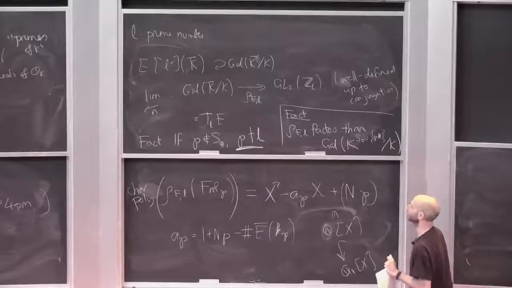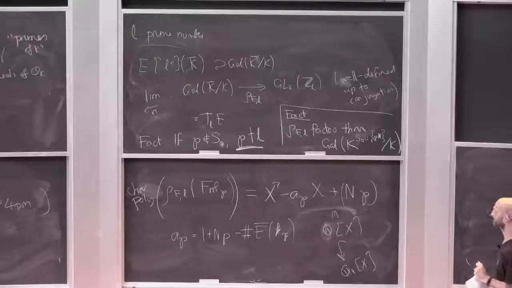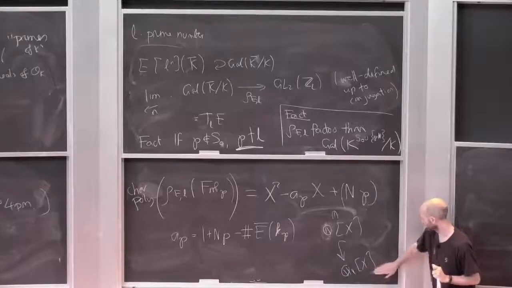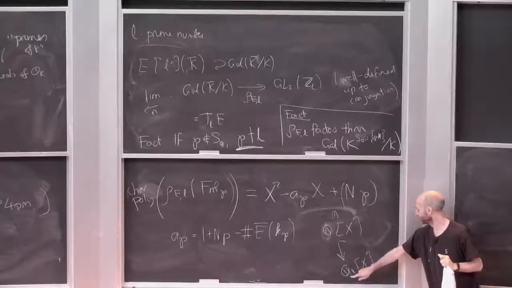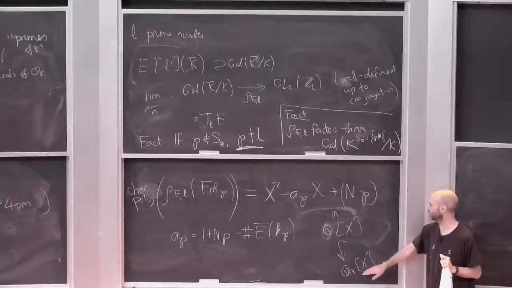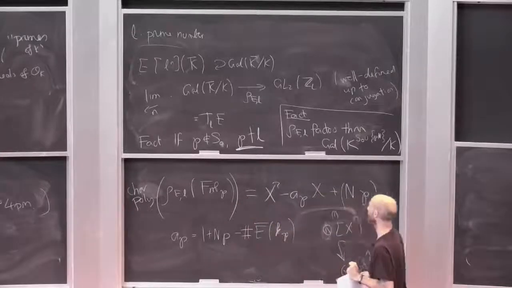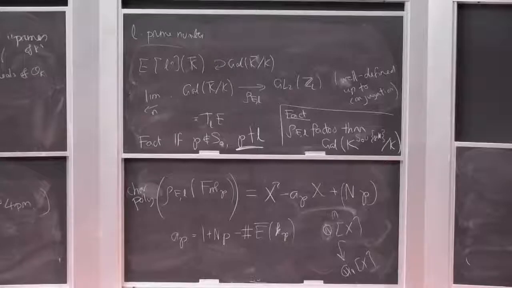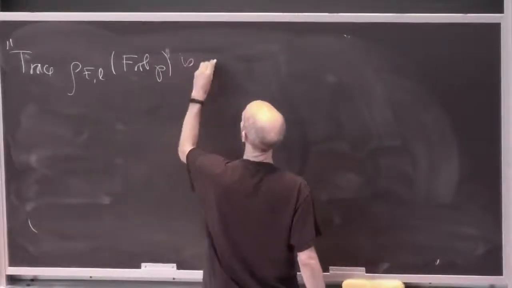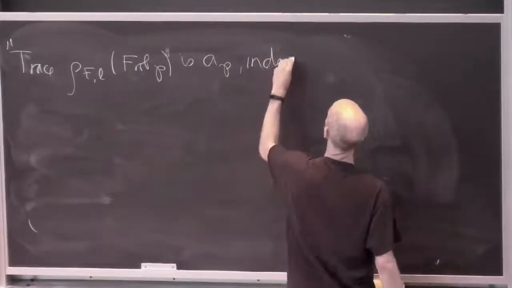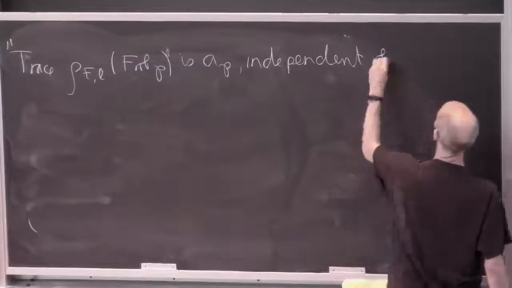So just the same as the cyclotomic character. The cyclotomic character is just the same. You choose a prime L, you get an L-adic cyclotomic character, and then the trace of rho of Frob R was equal to R, and that was somehow independent of L. So it's a very strange phenomenon. But so in particular, I want to say that the trace of rho E,L of Frob P is, in particular, a_P, independent of L.